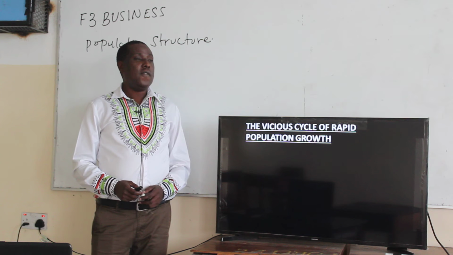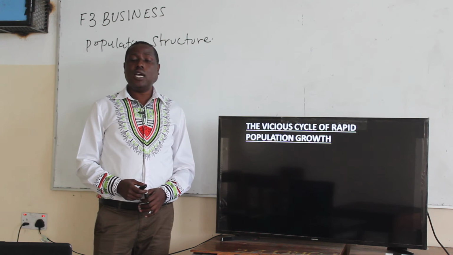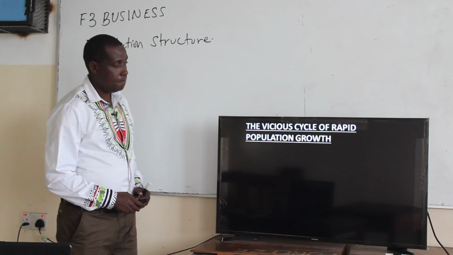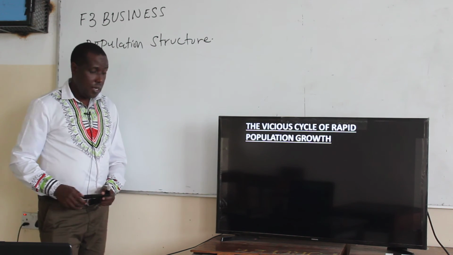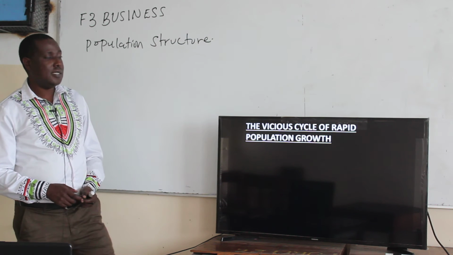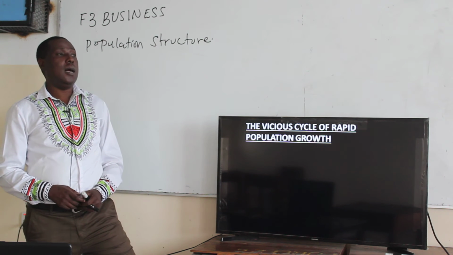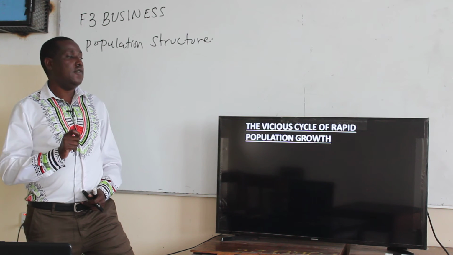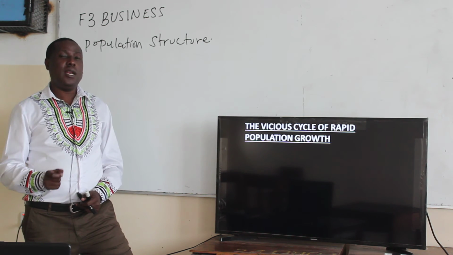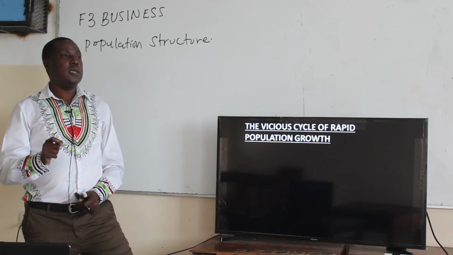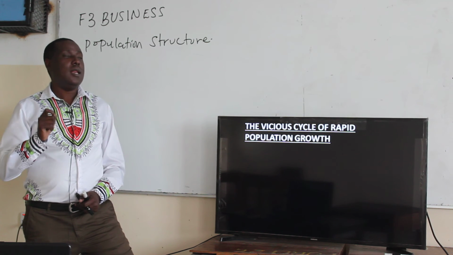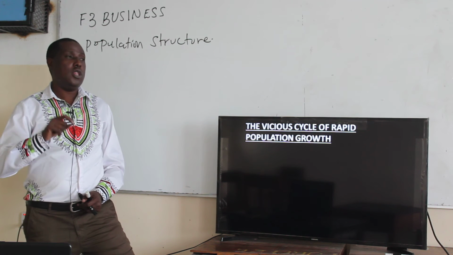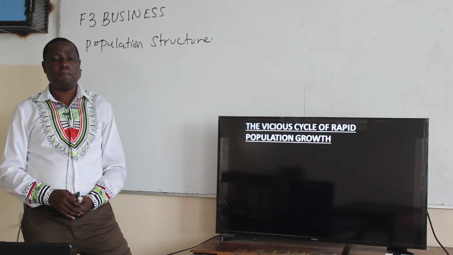Now, finally, we want to look at the vicious cycle of rapid population growth. When you talk about the vicious cycle, this is a phenomenon where the negative effects of a rapid population growth bring about problems leading to other problems, which bring back the original problem.